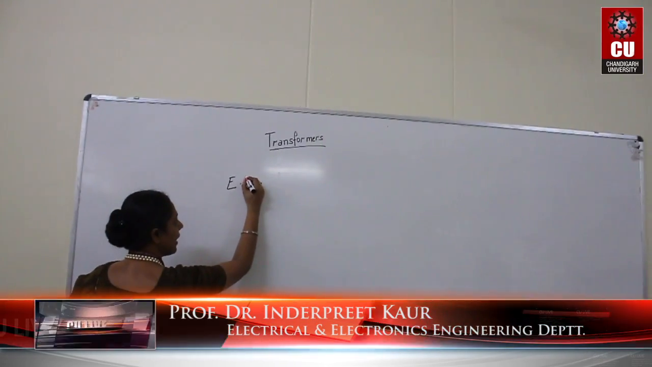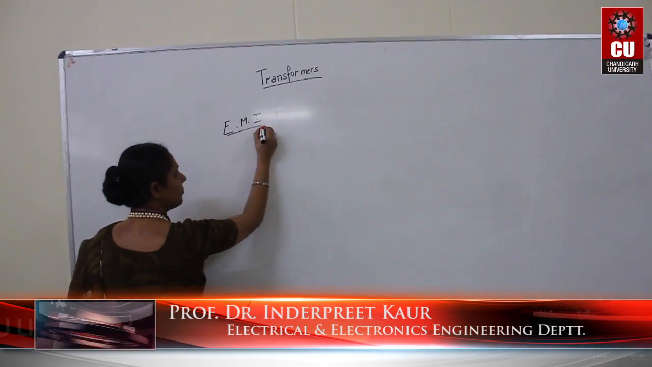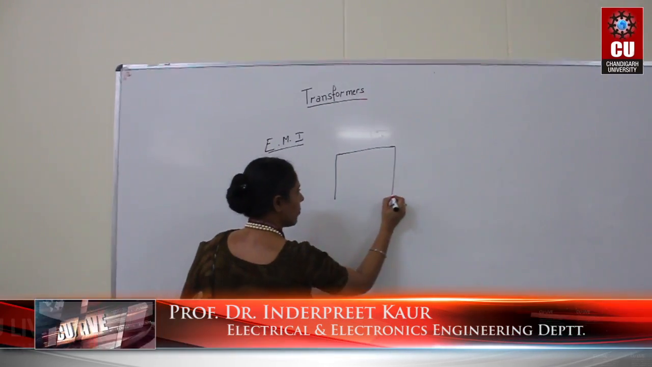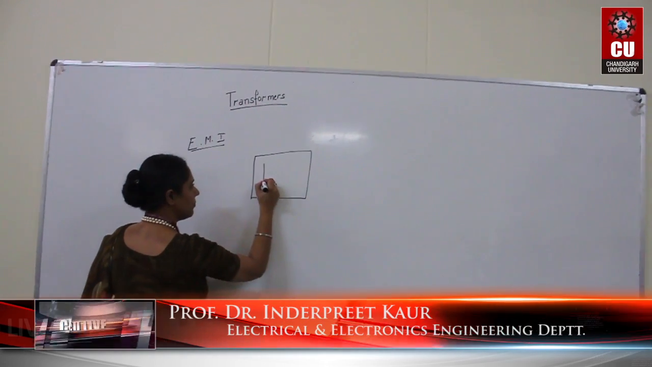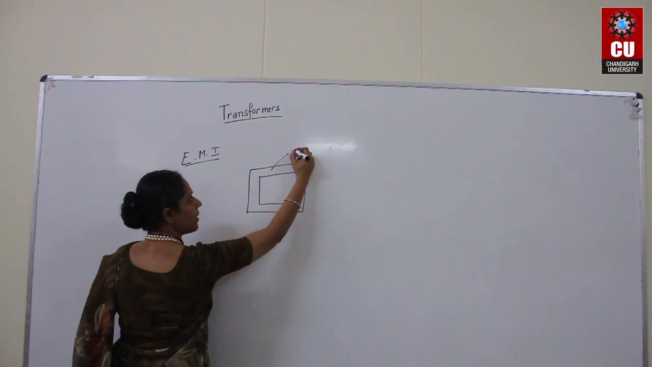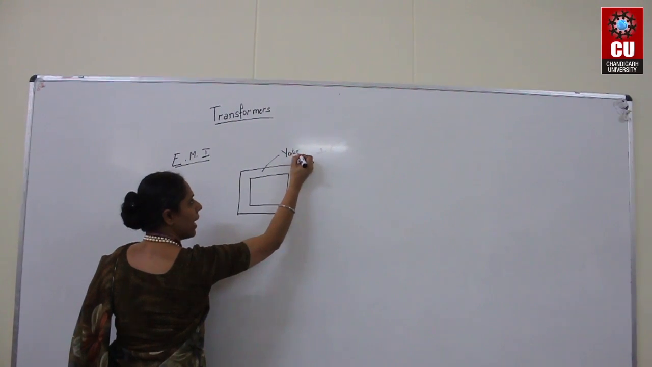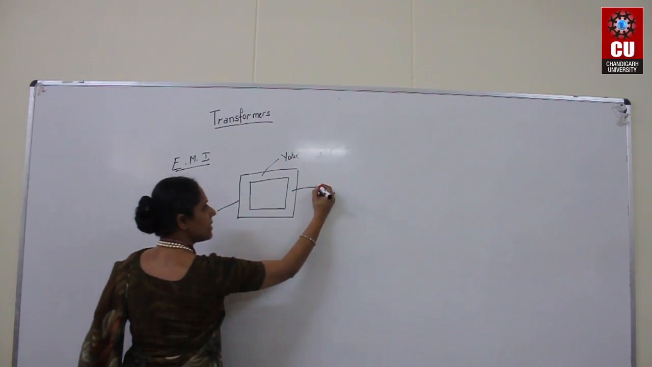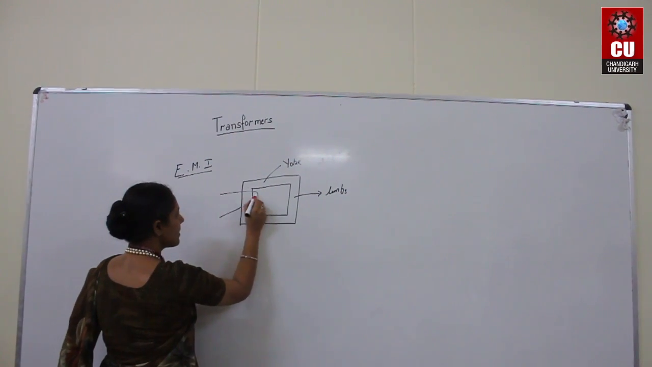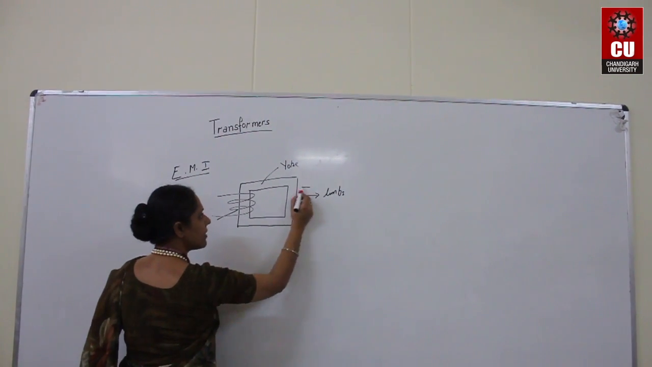Is electromagnetic induction. This is basically the core of the transformer. This portion is called yoke and these vertical portions, these are called limbs. Windings, these are the windings.